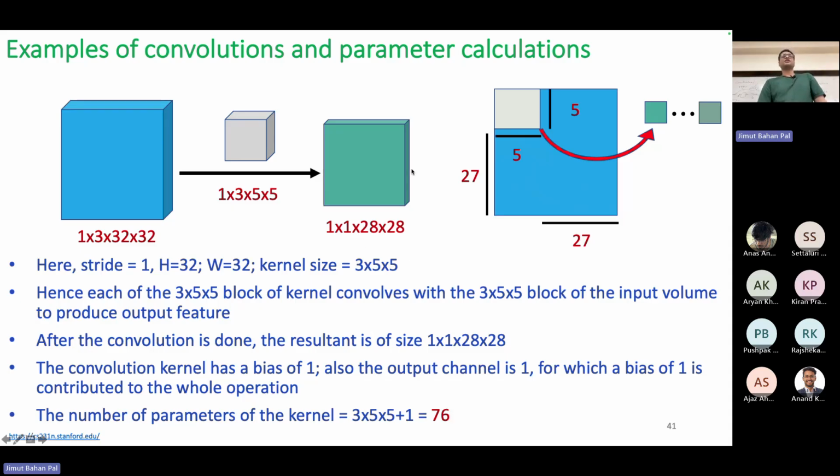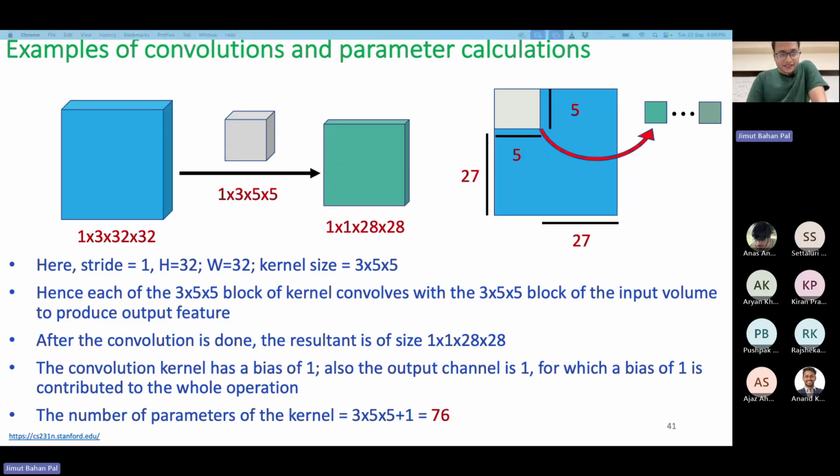So what is the number of parameters for this task? The parameters are for each of these kernels. This kernel will have a single bias because the output channel is 1. So this will have a bias of 1. And the number of parameters will be all the elements of this kernel, 3 cross 5 cross 5, plus 1, which is 76.